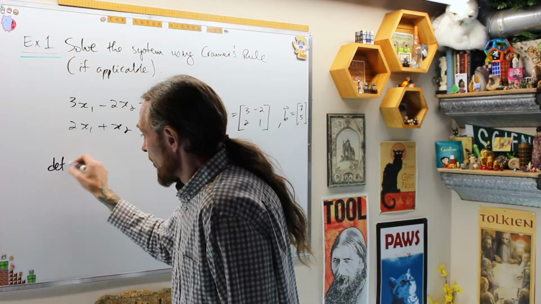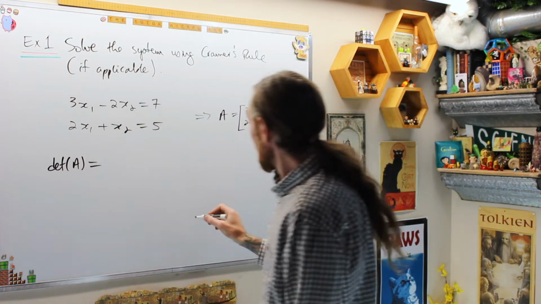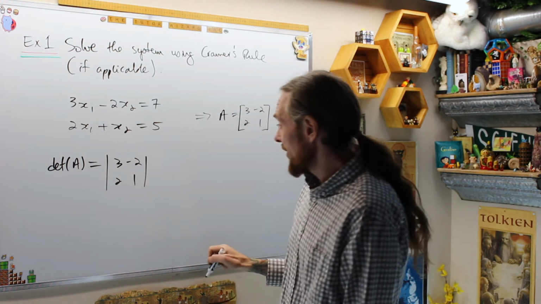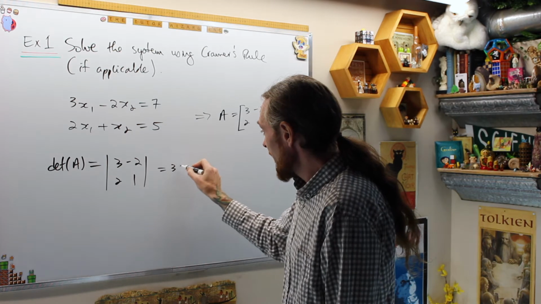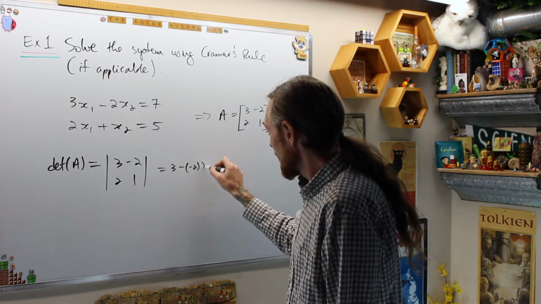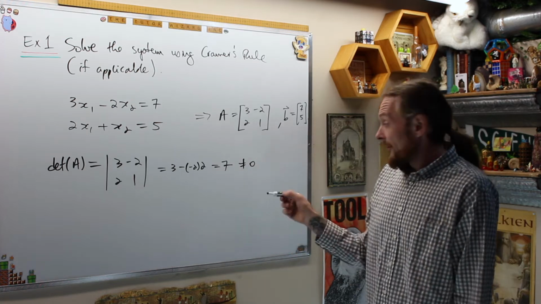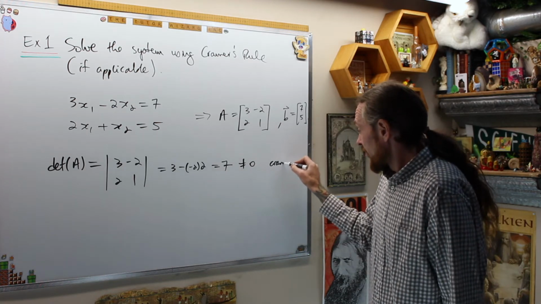The determinant of A is equal to the determinant of 3, negative 2, 2, 1, which is going to be 3 minus negative 2 times 2, which is 7, which is not 0. Therefore, Cramer's rule is applicable. What do we do with that?